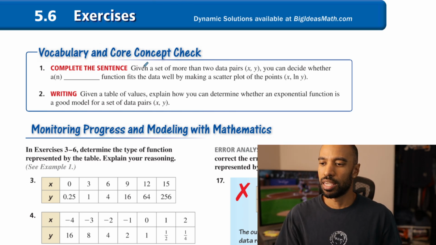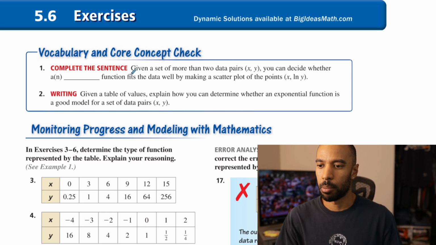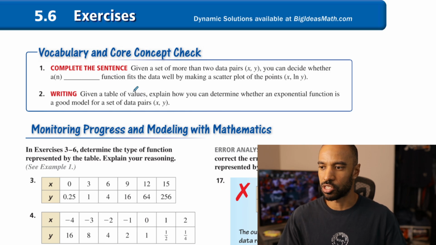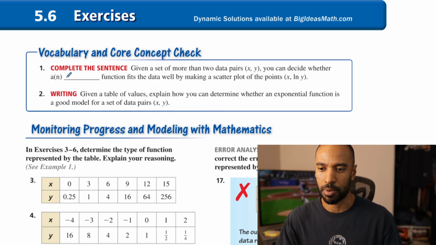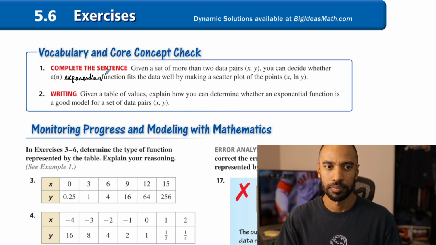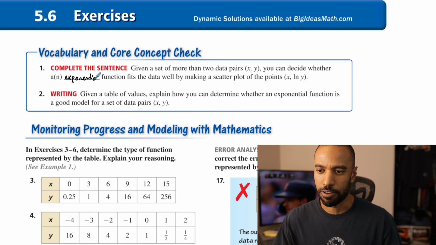Complete the sentence. Given a set of more than 2 data pairs x, y, you can decide whether a blank function fits the data well by making a scatter plot of the points x, natural log of y. If we're taking the natural log of y and they make something linear with that, we're talking about an exponential function. Exponential function. What did I write? I wrote exponential. I was thinking of function.